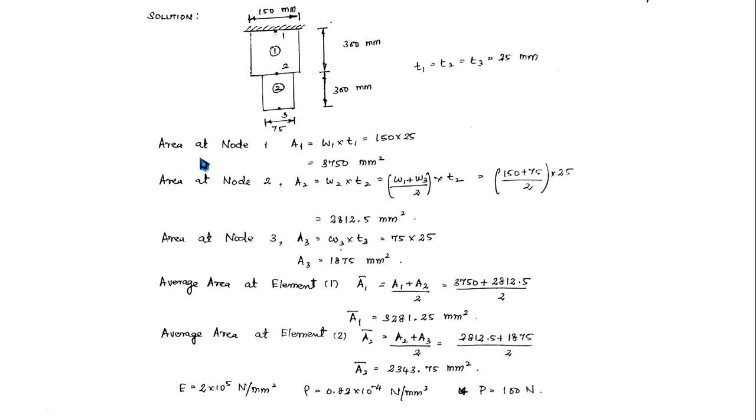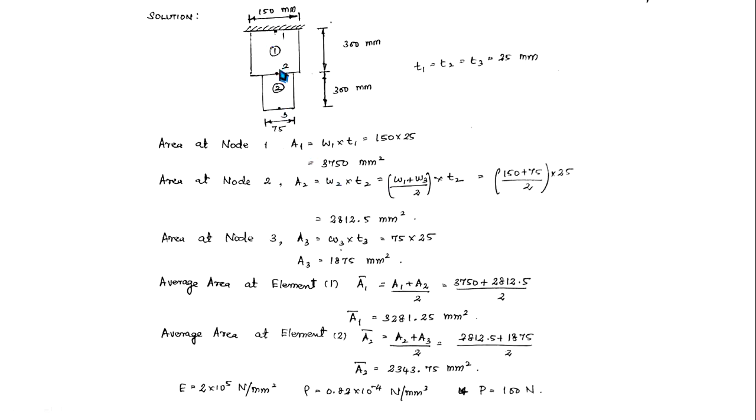So what is the area at node 1? Area at node 1 is width into thickness, which gives you the area. So what is the width here? 150 into 25, you will get 3750 mm square. This is the area at node 1.